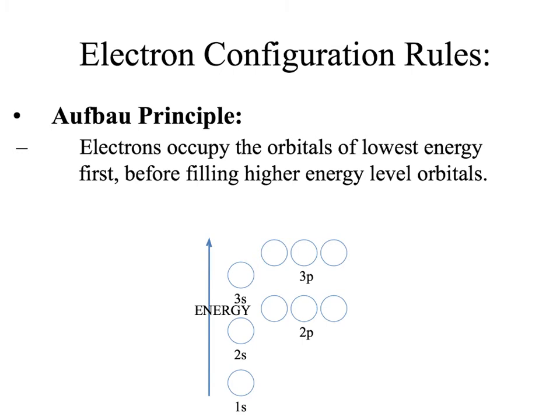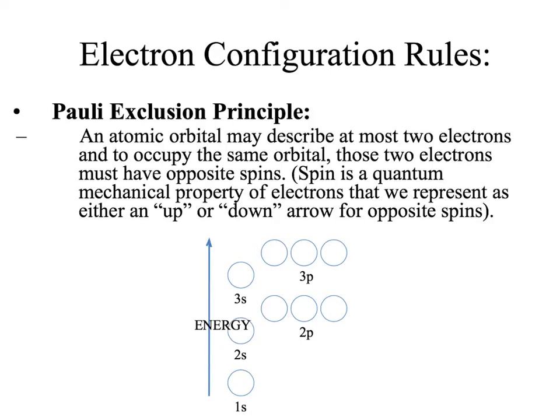Okay, so we have a couple of rules that we need to go by. The Aufbau principle is that electrons are going to be in the lowest energy level first. So we're going to fill the 1s orbital, then we will jump to the 2s orbital, then we'll go to 2p, 3s, then 3p.